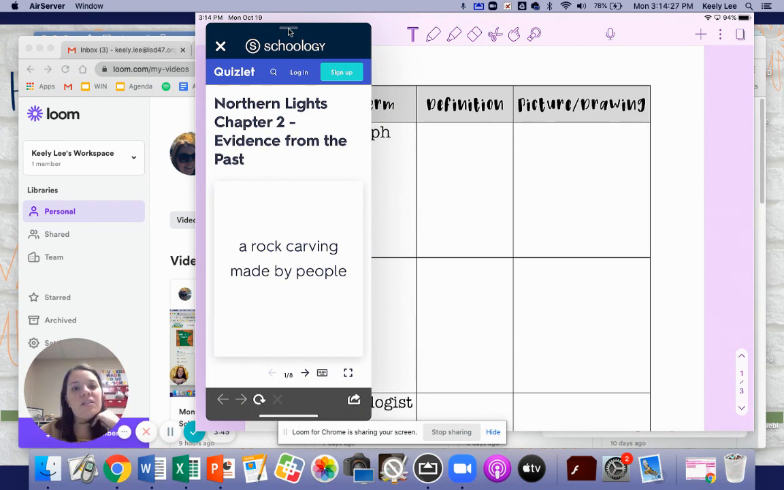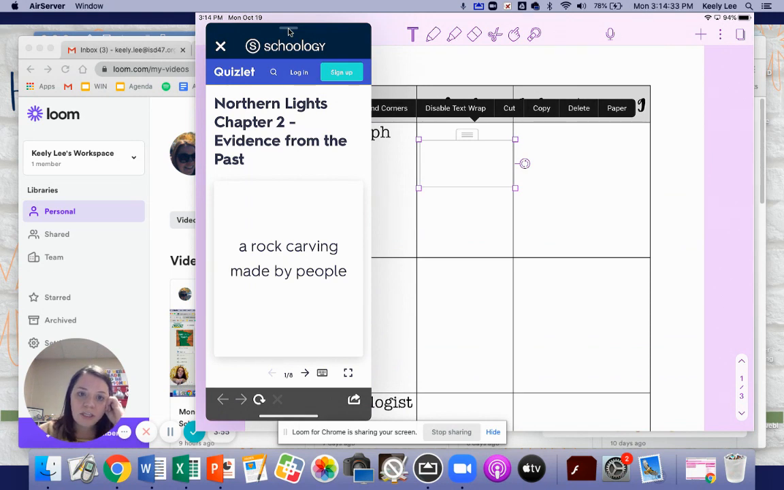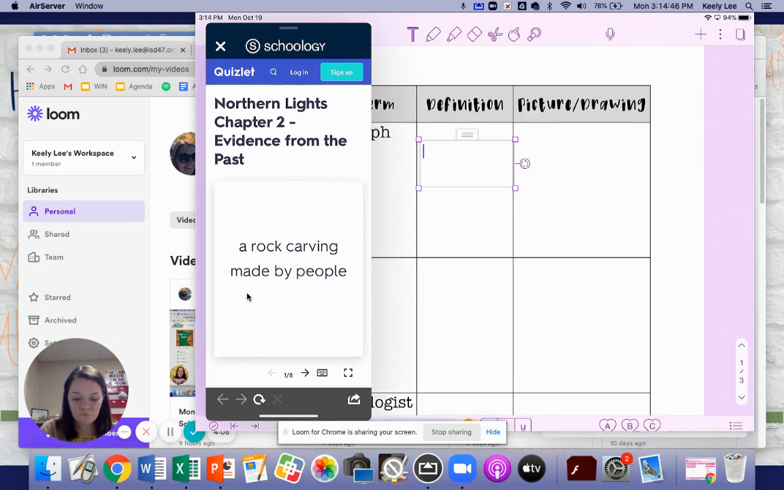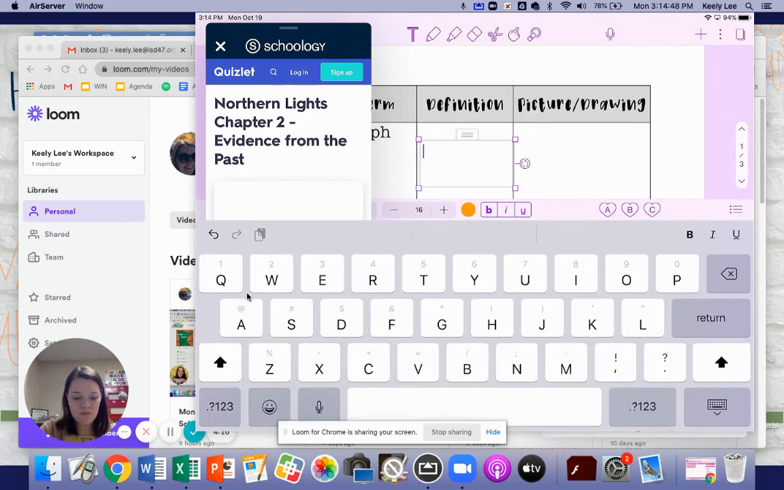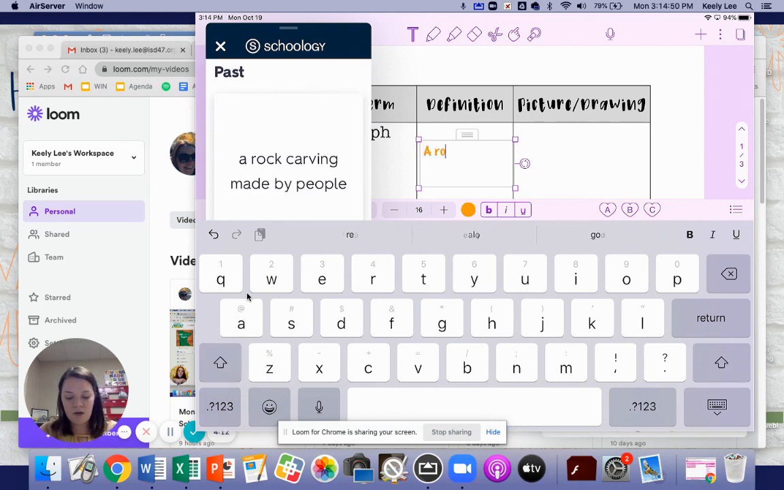Obviously the first thing you need to do is write that definition. Now 6th graders, when you're writing this definition, here is our definition given by our textbook. It's just in Quizlet instead of having to go back and forth to the textbook, because sometimes that textbook is not super friendly with our Notability. So here we're going to say a rock carving.